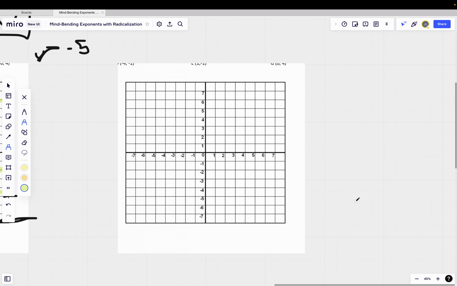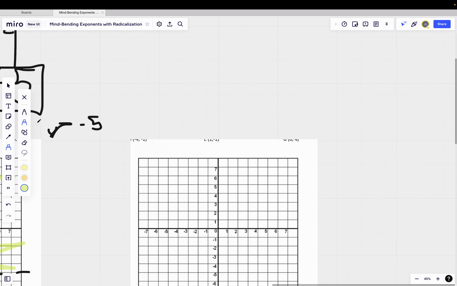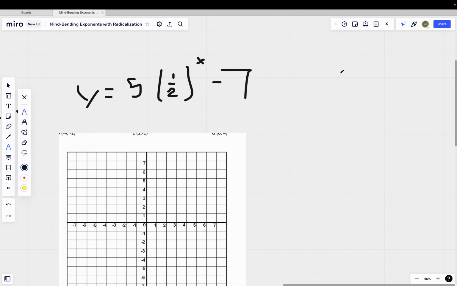Now we're going to have a new one. This is a challenge one. Of course it's a challenge one. y equals 5 times 1/2 to the x minus 7. So we're going to create our chart.